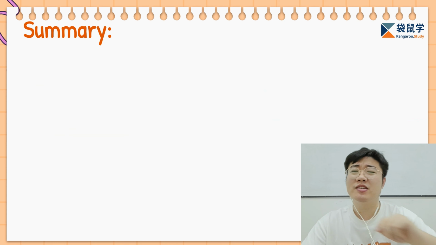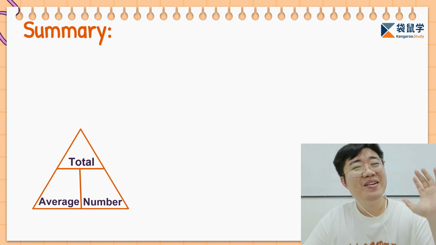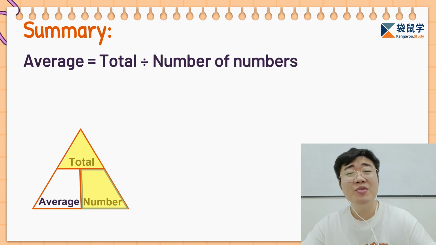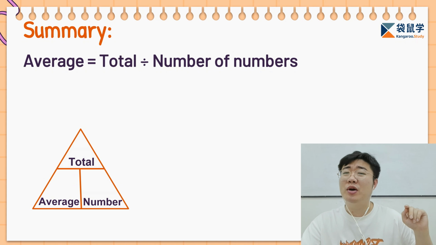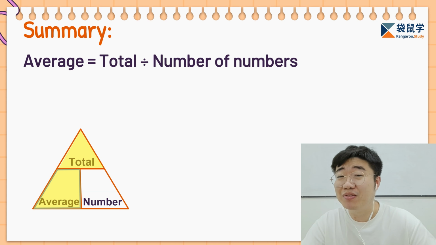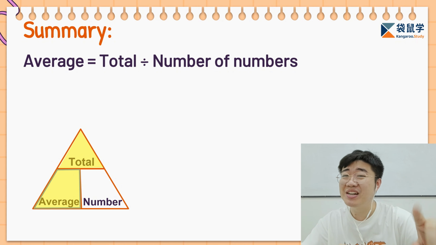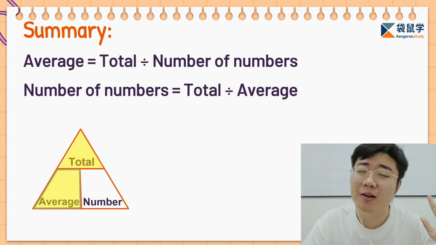Now, in the first example, we were given the total and the number of people. We want to find the average. What did we do? Perfect! We use division. So total divided by the number of numbers gave us the average. Now, in the second one, they give us the total and the average. They want to find the number of terms. How do we find it? Very good! We use division again. So total divided by the average gave us the number of people here.